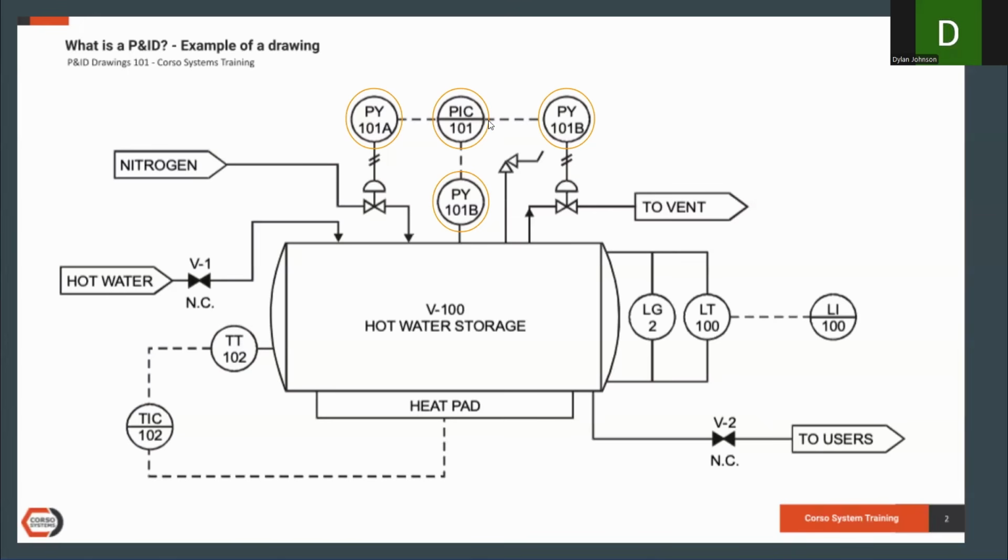So how do we get an electric signal to operate an air-powered valve? Well, that's where these PYs come in. These are I to P transducers. They convert an electrical signal into pressurized air so the valve can respond properly.